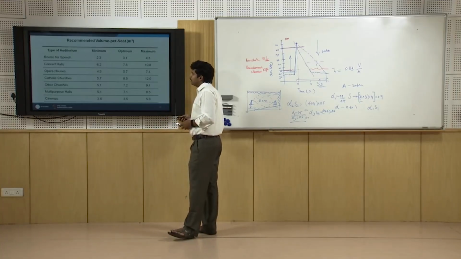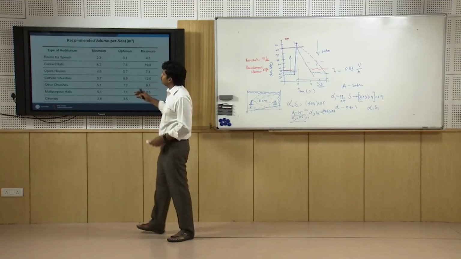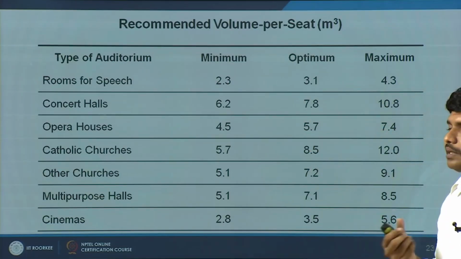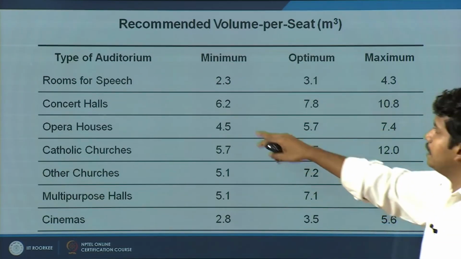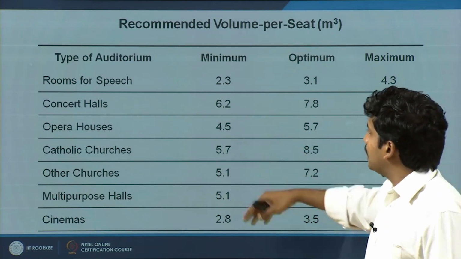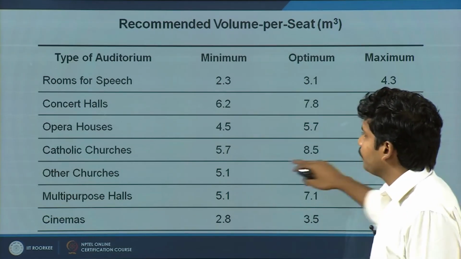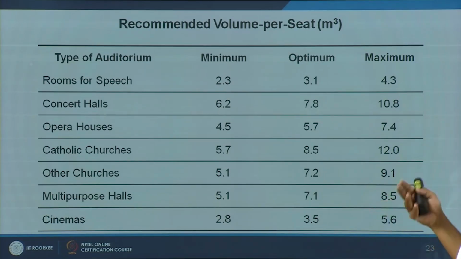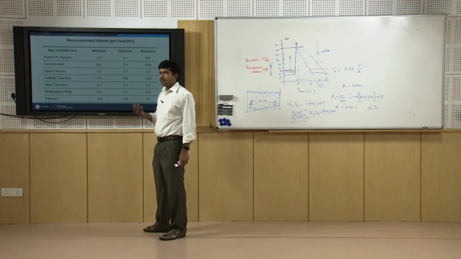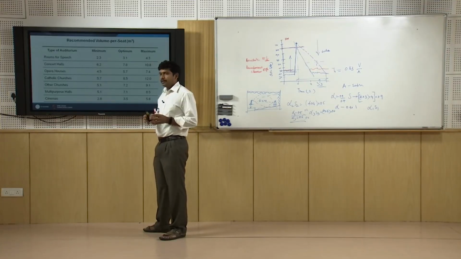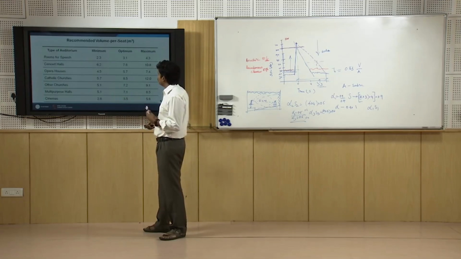Recommended volume per seat for different spaces. If you see rooms for speech, the numbers are lesser; this is a simple thumb rule. Per seat, how much volume you can give determines how huge the room can be. On the other side, it goes all the way to churches or concert halls where the volume per seat is very high. As I said, it is a factor of the instruments used and the type of performance done there; it determines the seat and how much volume you allow.